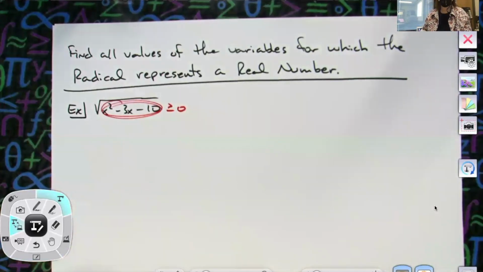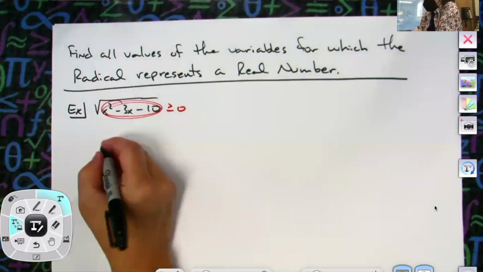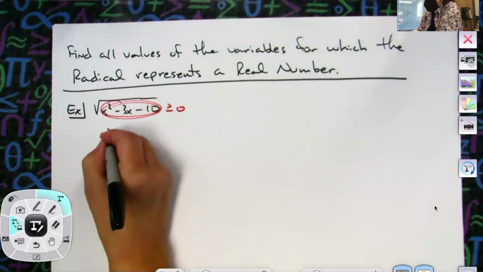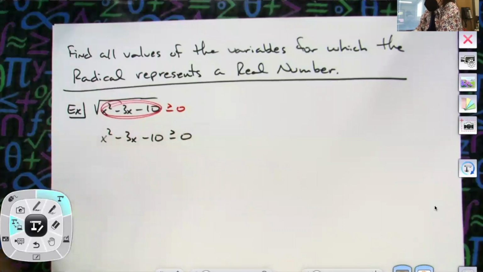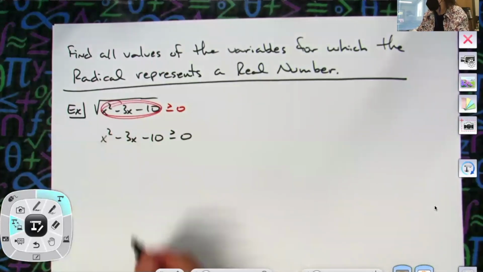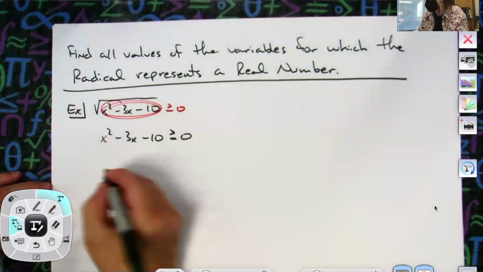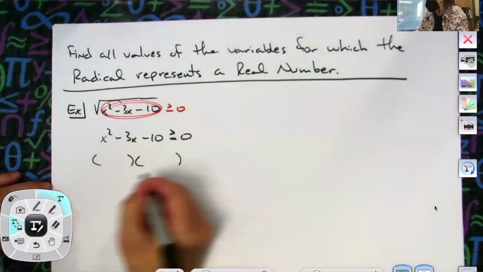I was going to ask if we consider 0 a real number. Yes, we are going to, yep. So greater than or equal to 0. So I'm going to take x squared minus 3x minus 10 greater than or equal to 0. And we just got done solving this kind of thing, right? Because this is an inequality. Can we factor this one? Yes, so let's factor, because that's going to make life easier.